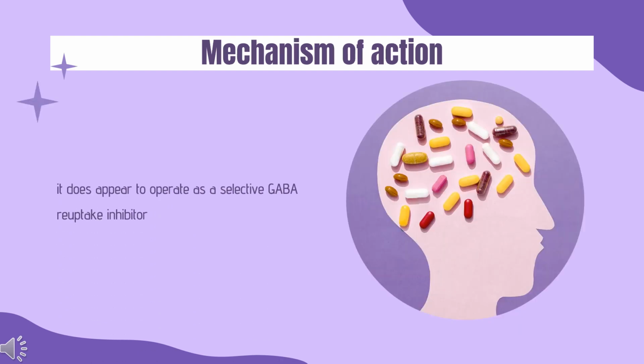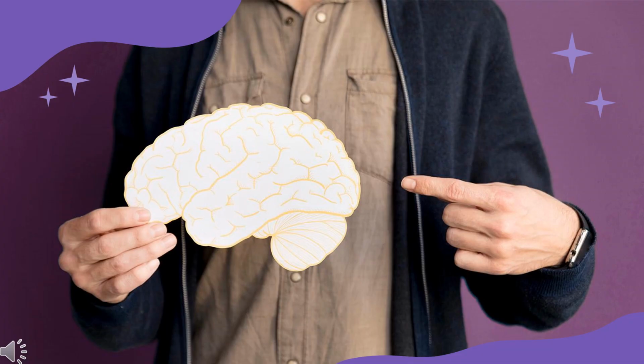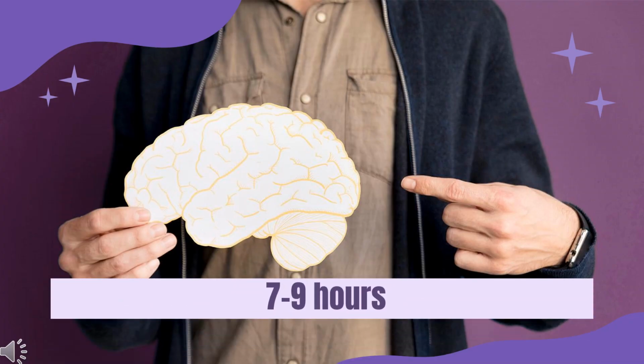Mechanism of action. Though the exact mechanism by which Tiagabine exerts its effect on the human body is unknown, it does appear to operate as a selective GABA reuptake inhibitor. Half-life: 7 to 9 hours.